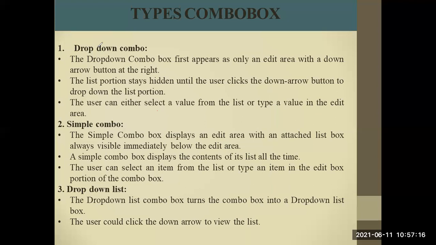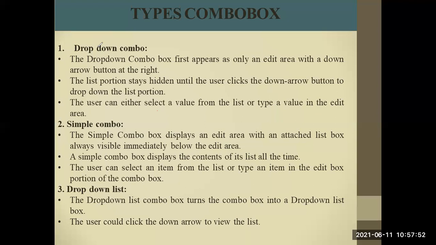Then the list of items stays hidden until the user clicks the down arrow button to drop down the list. It means the list will not be visible to the user until the user clicks the down arrow button. So in case of drop down combo, whatever items are available in my list will not be visible until the user performs a click operation on the down arrow button.